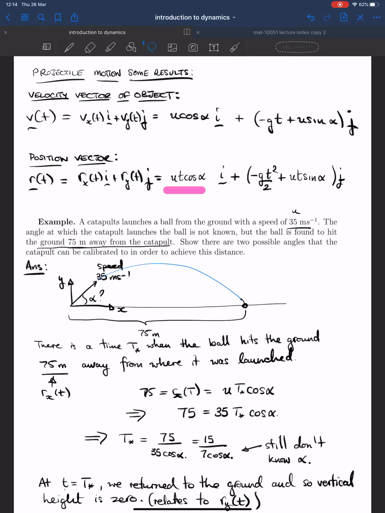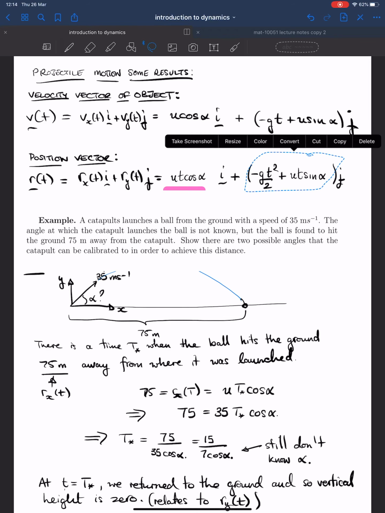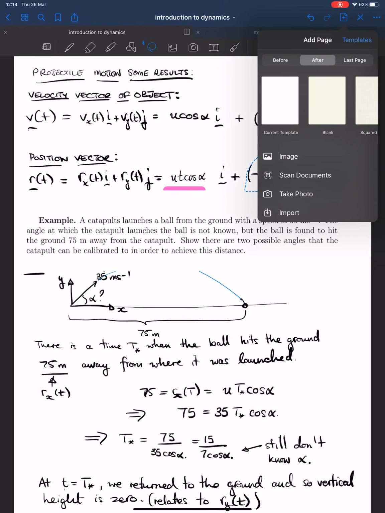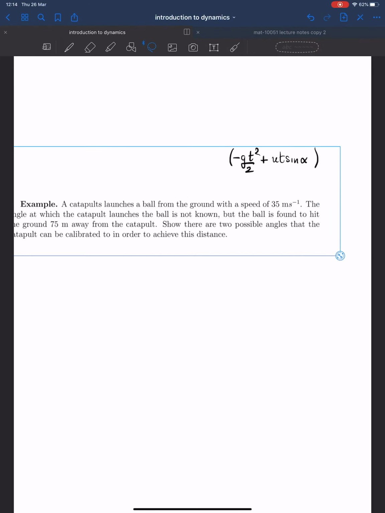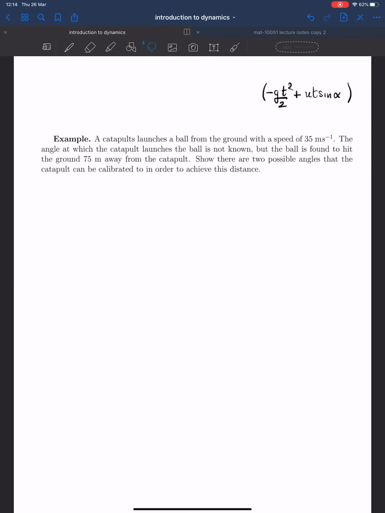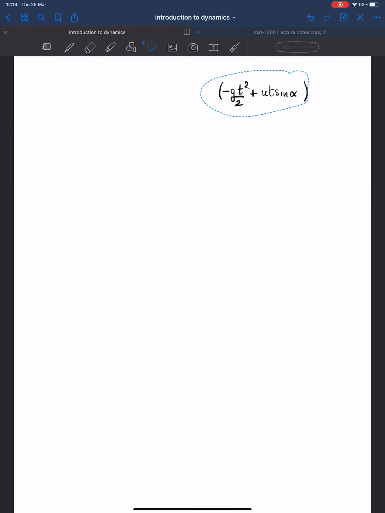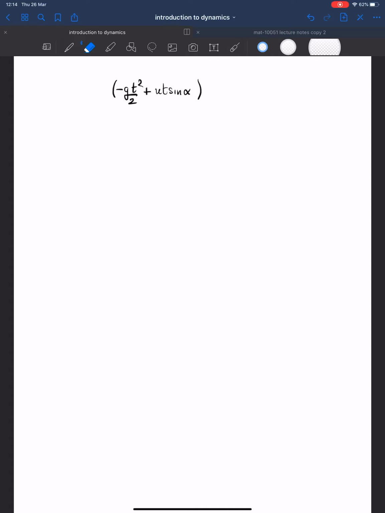So I'm going to copy this across. So this is our Ry of t. I think we'll be copying more than what we need. Okay, let me just add a page. Right, so what we have is the following. This is our Ry of t. Ry of t is equal to this. And Ry of t star should equal 0.